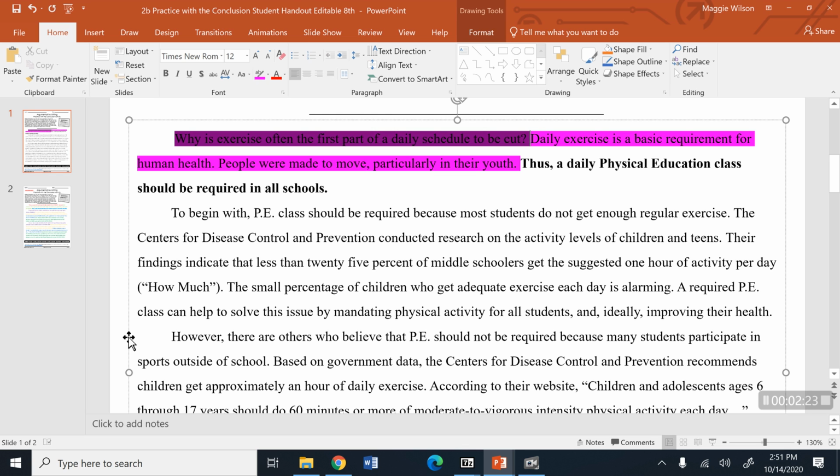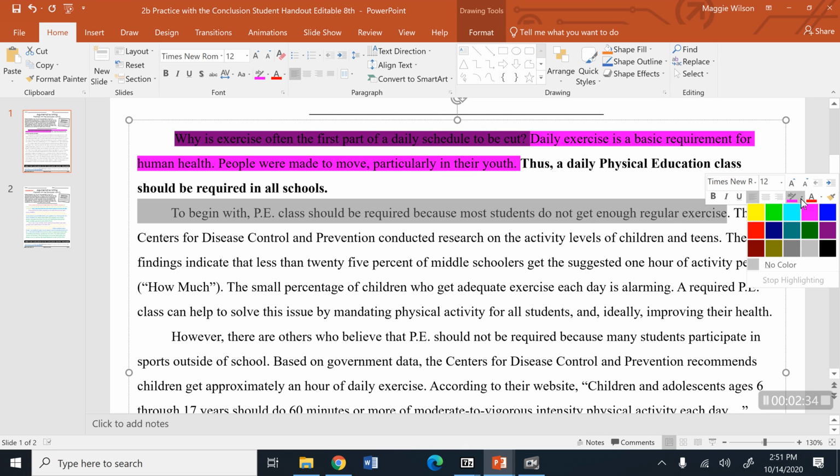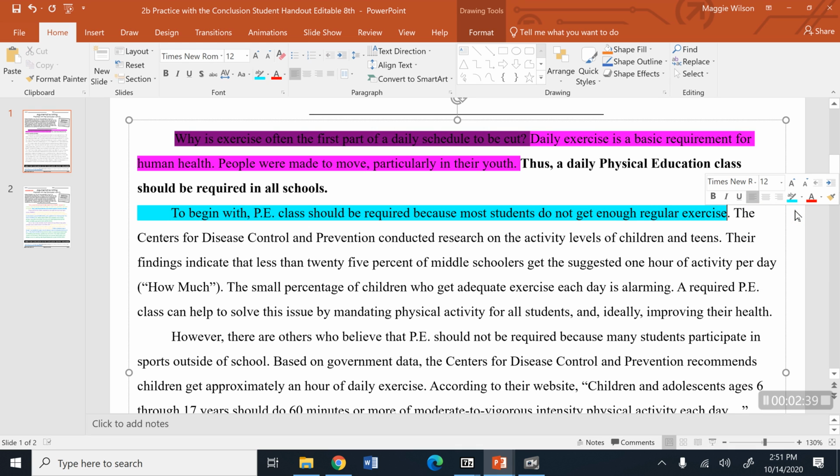So let's go ahead and let's first look for our premise, which is the reason. So this is the first sentence. To begin with, PE class should be required because most students do not get enough regular exercise. So I'm going to take that and I'm going to highlight it. I'm going to go ahead and highlight it this blue color.